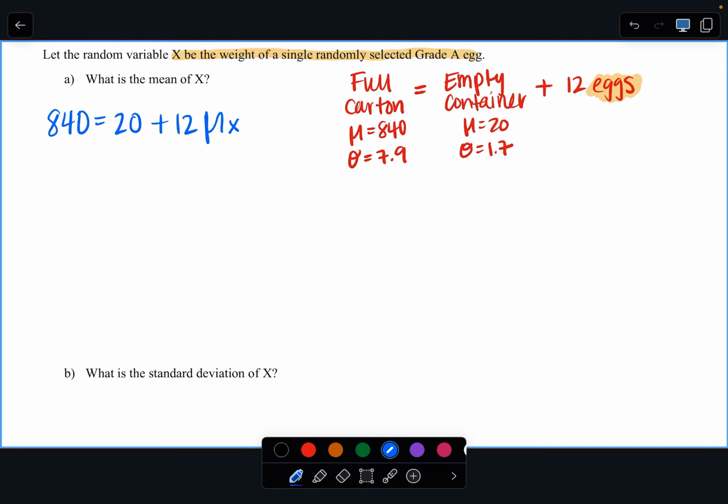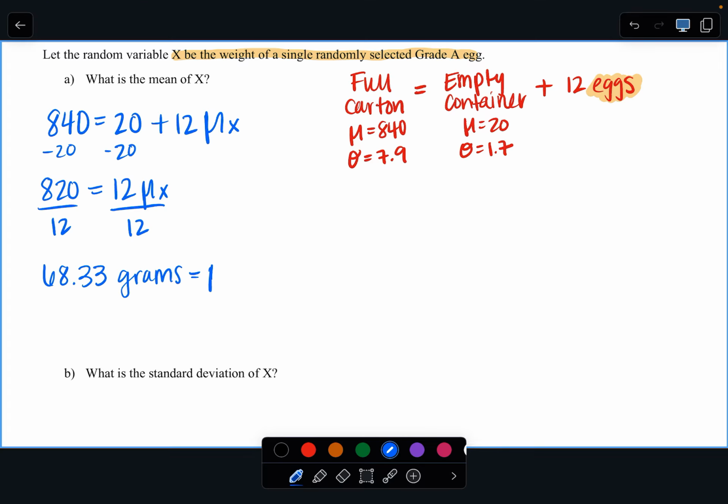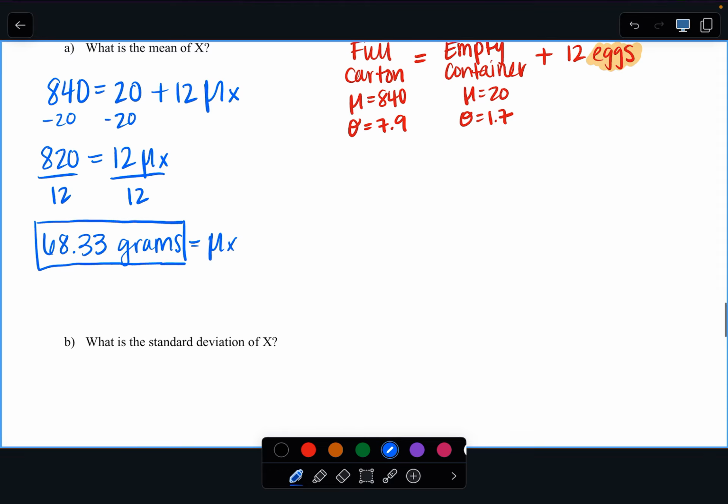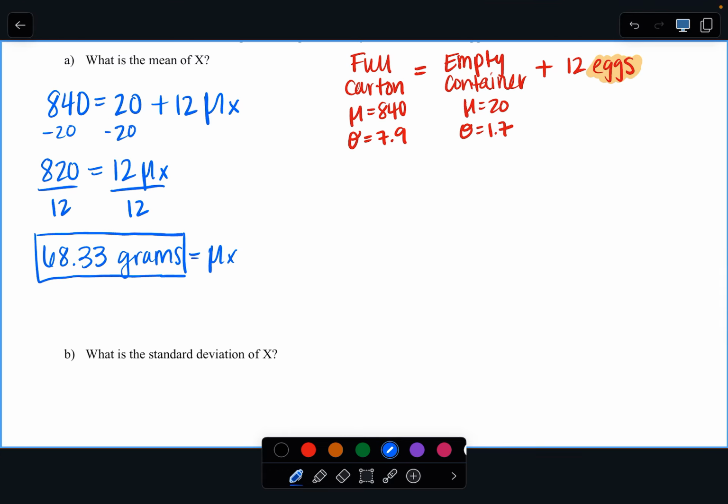So I'm going to subtract 20. 820 equals 12 mu of x, divide by 12, divide by 12. And after we do 820 divided by 12, that tells me 68.33 grams is the average weight of each egg. So a lot of people this year got the mean part correct, because they're like, okay, we got eggs. That's great. Solve for X.